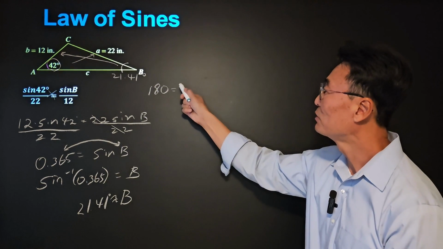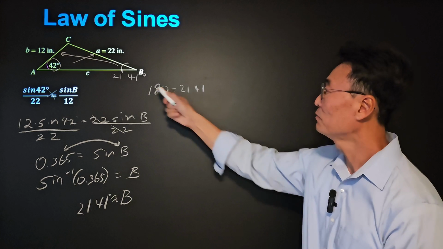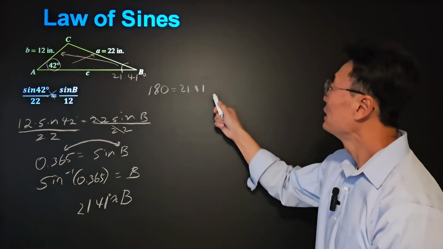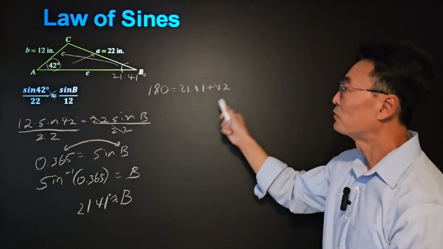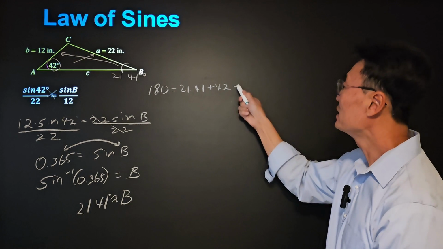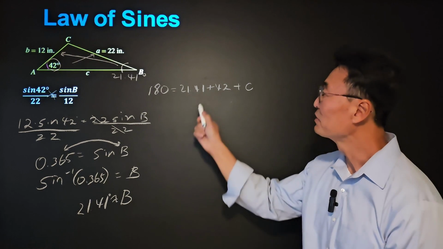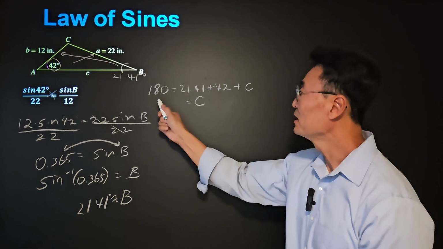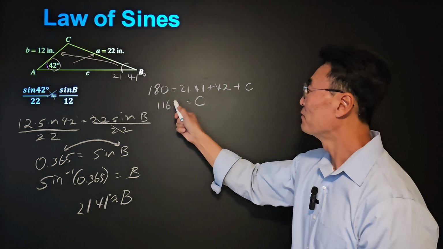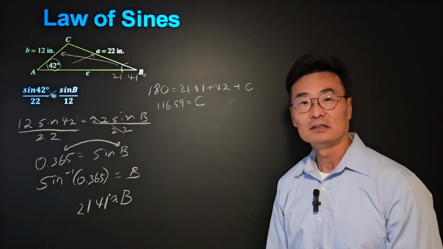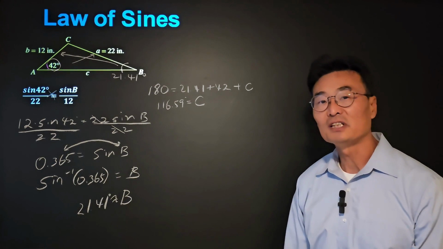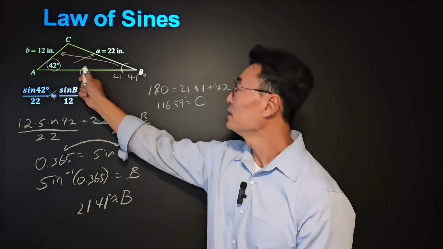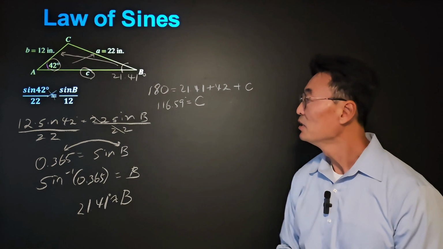Then to find angle C, we'll once again use the fact that the 3 angles of a triangle add up to 180, where we have 21.41 for the measure of angle B, and 42 for the measure of angle A, and then angle C. If we solve for angle C in the calculator, we'll end up getting 116.59 degrees.